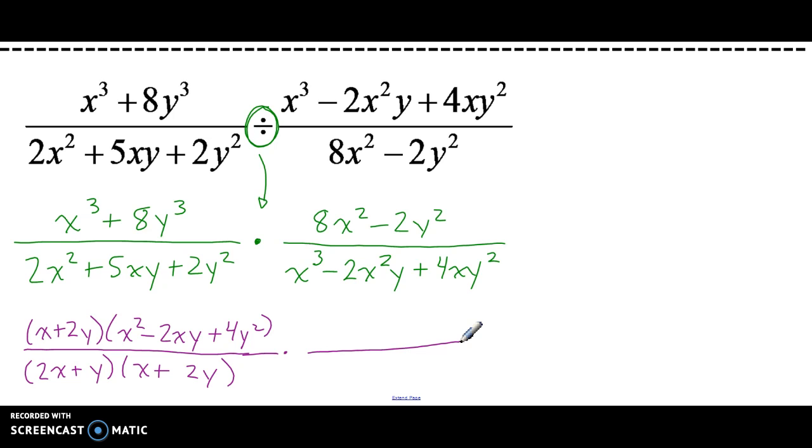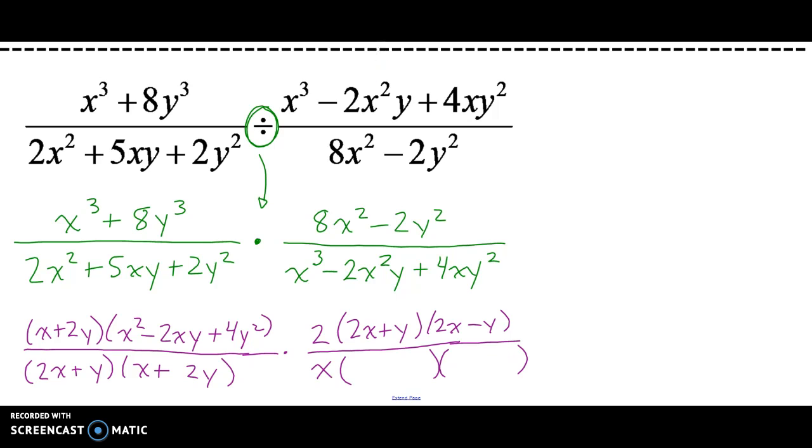The second fraction's numerator here, first you should factor out a 2, because there's a common factor of 2. And then what's left is a difference of squares, so you should get 2x plus y times 2x minus y. And then that denominator has a similar sort of a trick going on. First factor out a common factor of x, and then what's left is regular old FOIL factoring.